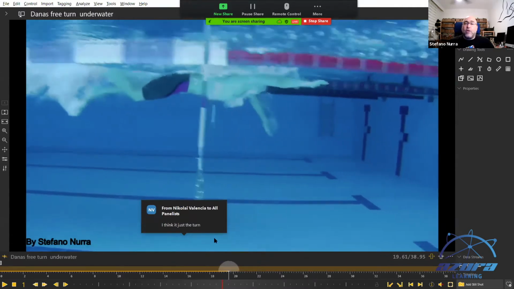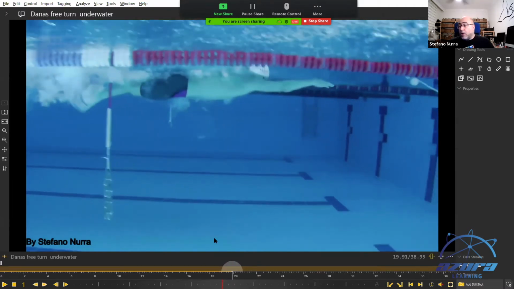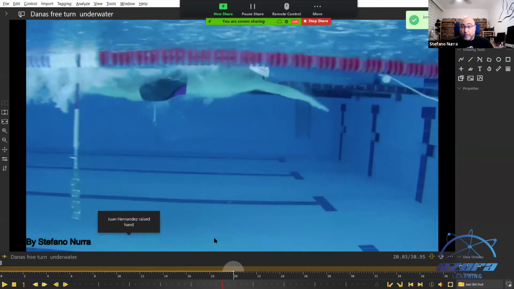So today I don't want to show just one example, but I want to show several examples to explain the concept, the rules of a good turn.